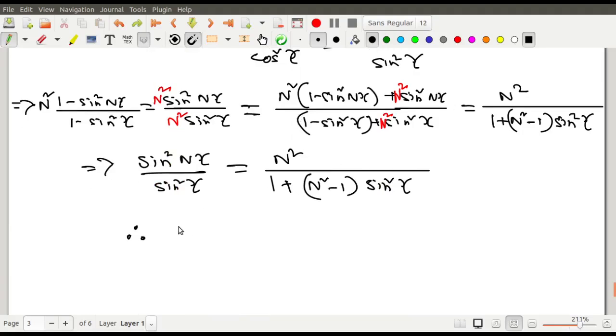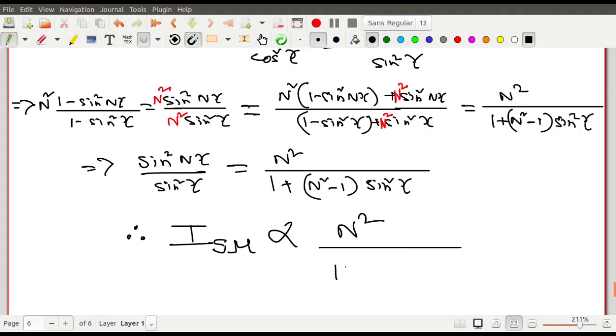এই সময় secondary maxima করছি, তাহলে sin square n gamma by sin square gamma is nothing but the intensities. So that is why I can write the intensity of the secondary maximas is proportional to n square by 1 plus n square minus 1 multiplied to sin square gamma. Okay, so that is what I find over here, and I box it.